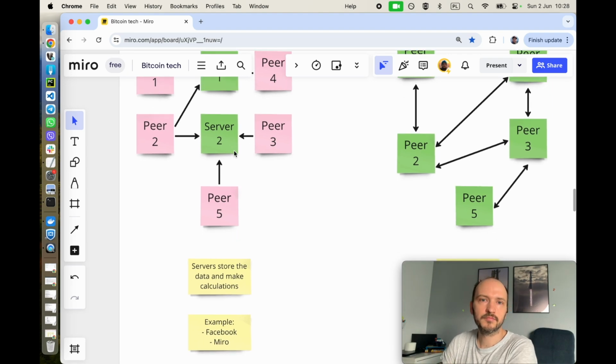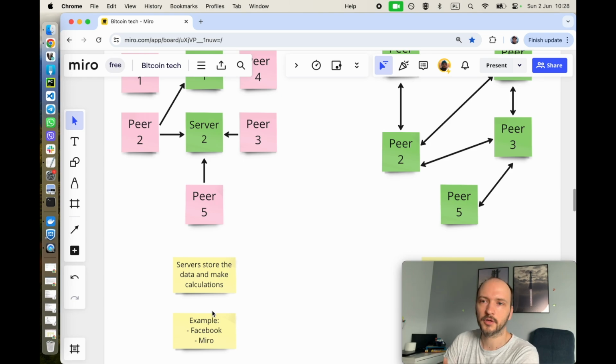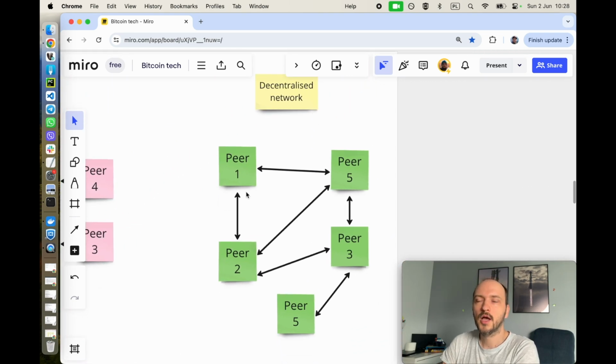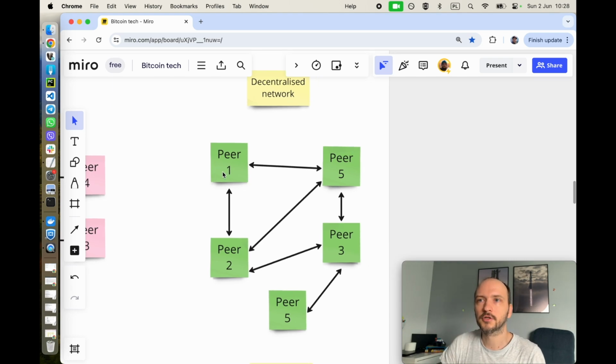And servers store data in this case, and they do calculations, and examples of such networks are like Facebook or Miro, the service that I'm currently working in. An alternative to that is decentralized network. That's the architecture where peers are connected to each other. So one peer might be connected to two peers or to three other peers, like maybe to 10 peers, but not to all the peers if the network is big.